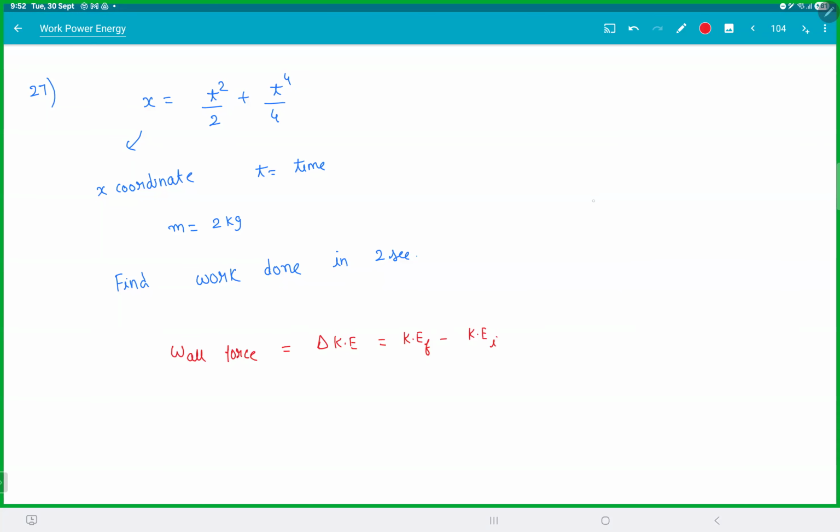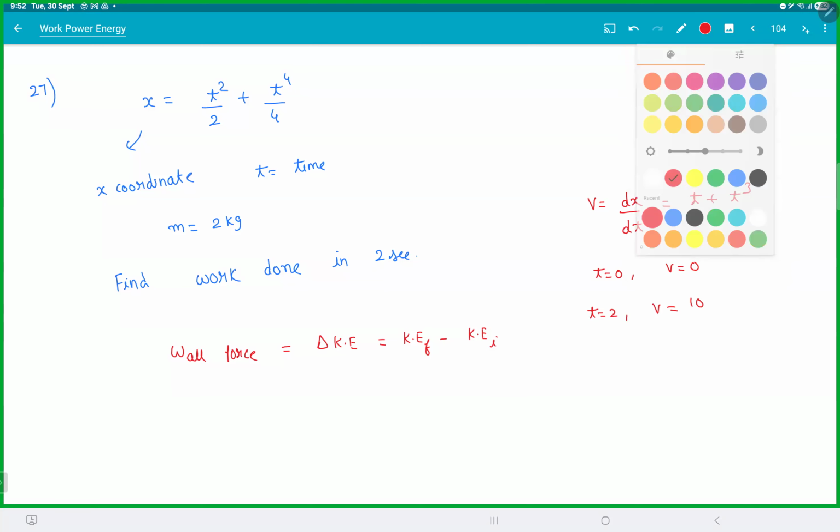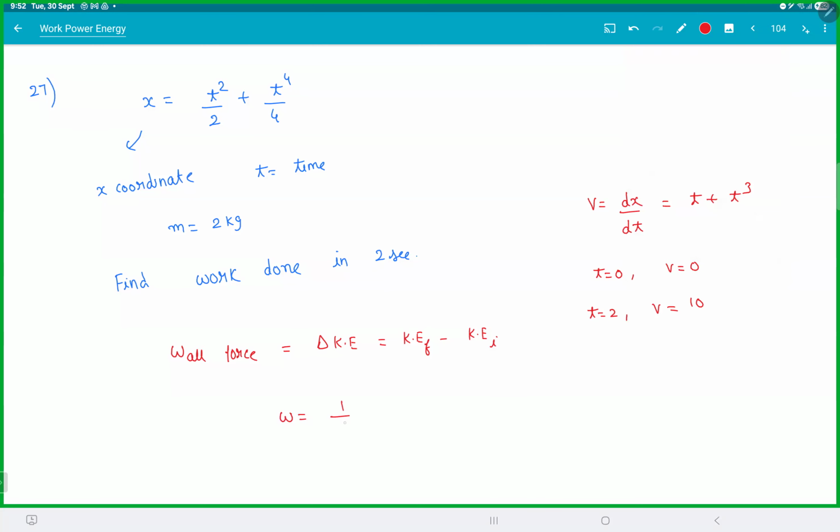Great. What is velocity? dx by dt, which is t plus t cube. So at t is 0, velocity is 0. At t is equal to 2 seconds, velocity is 2 plus 8, 10. Therefore, work done will be half m, mass is 2 kg, 10 square minus 0, 100 joules.